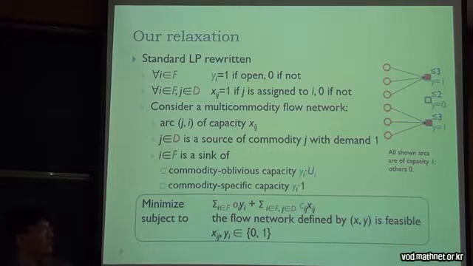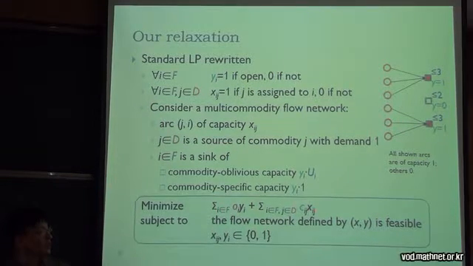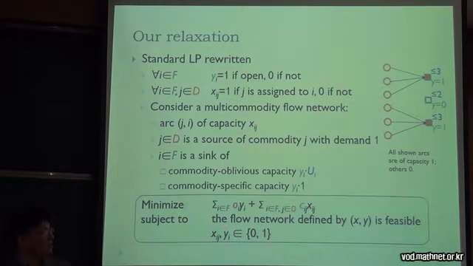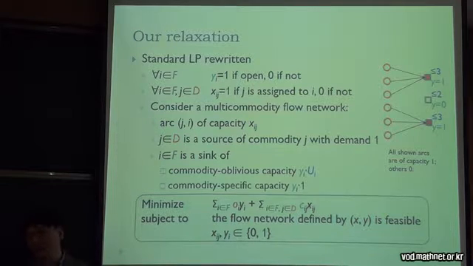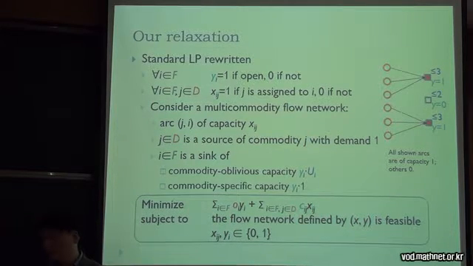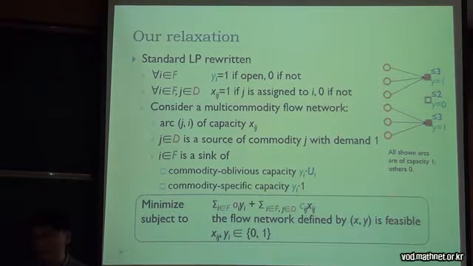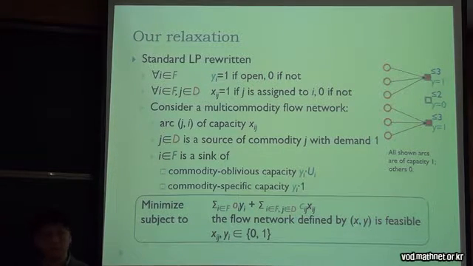We want to minimize the sum of the opening cost and the connection cost. And the only constraint that we have is that the flow network we have just defined using x and y has to have a feasible flow. And of course, we will have to have the integrality constraint as well. But that is an exact formulation for the problem.